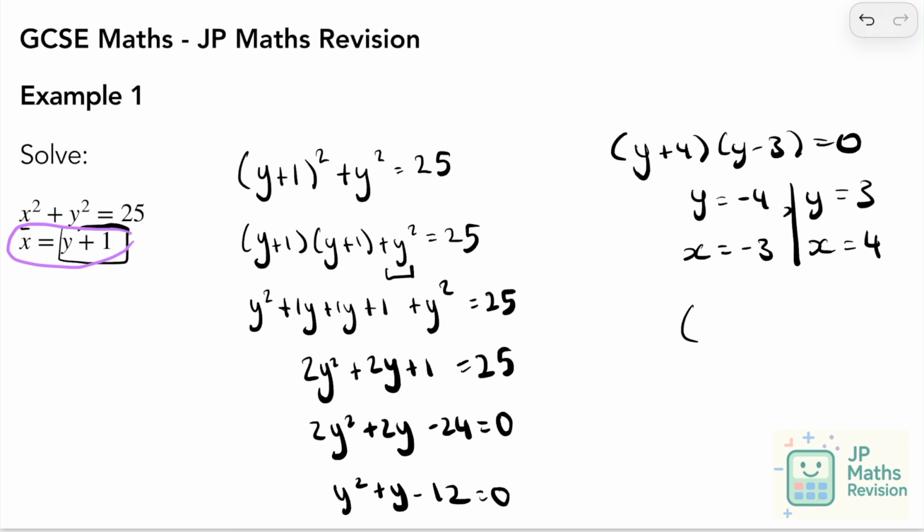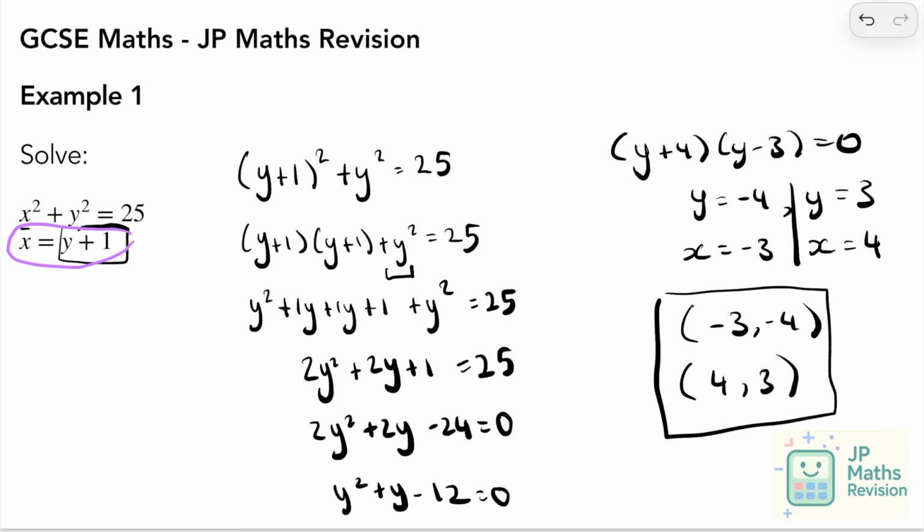We can write the first one as (minus 3, minus 4) because when we write coordinates we write x first and then y. And then the second one we can write as (4, 3). That basically means when x is minus 3, y is minus 4, and when x is 4, y is 3. This is the pair of solutions for this system of quadratic simultaneous equations.